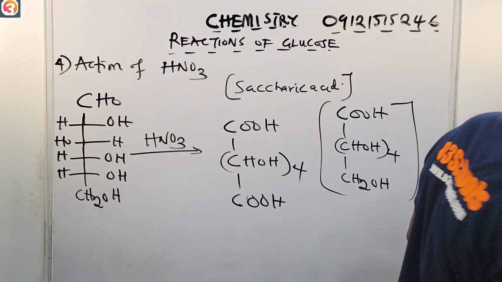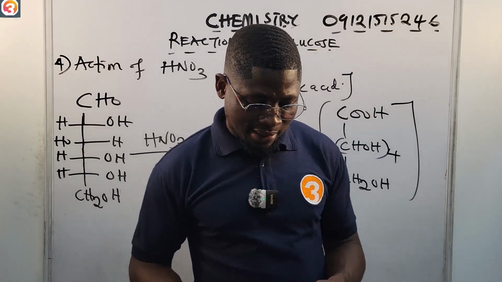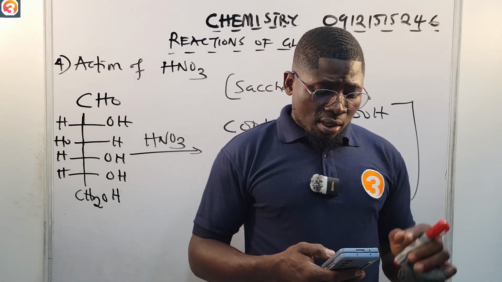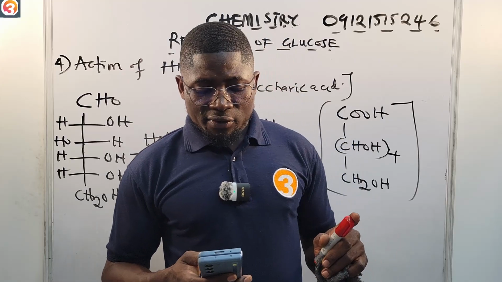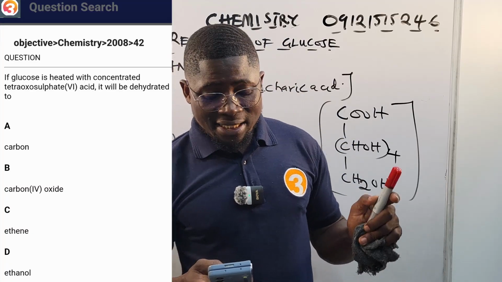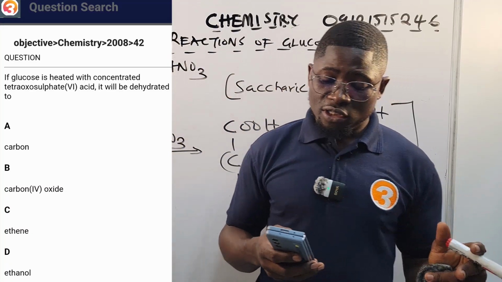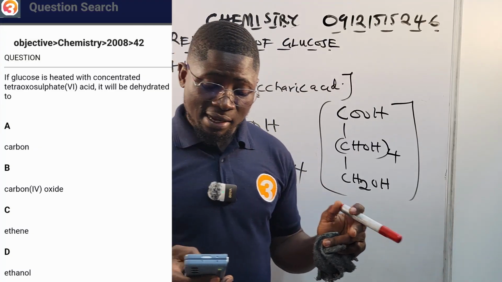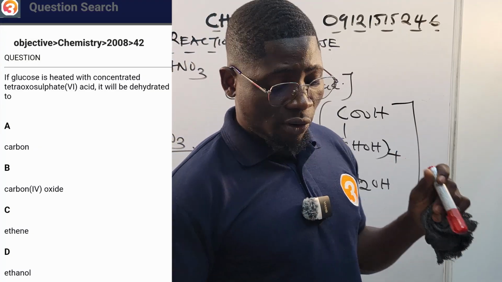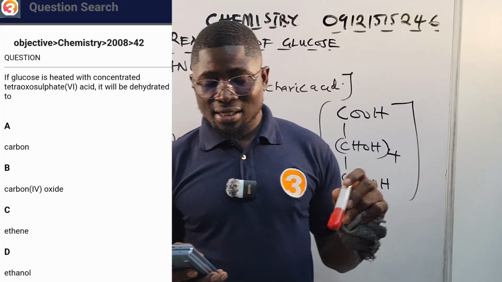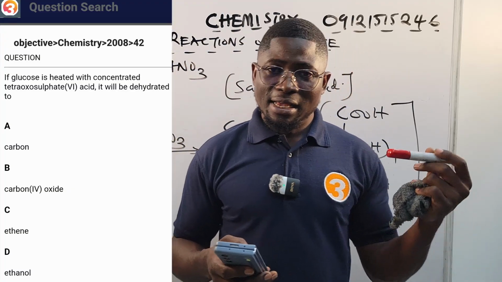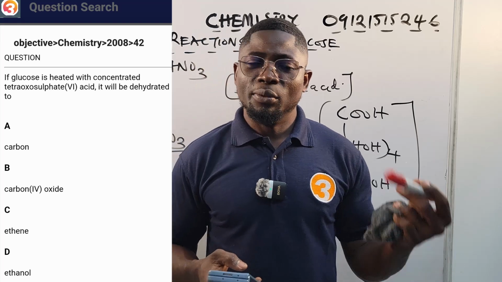Let us go to the O3 School JAMB CBT Practice app and answer the question we have, and we'll be done with this. Now, 2008, number 42, it says, if glucose is heated with concentrated tetraoxosulphate 6 acid, it will be dehydrated to what? A says carbon, B says carbon dioxide, C says ethene, D says ethanol. Okay, correct answer there will be carbon. A black deposit of carbon will be deposited.